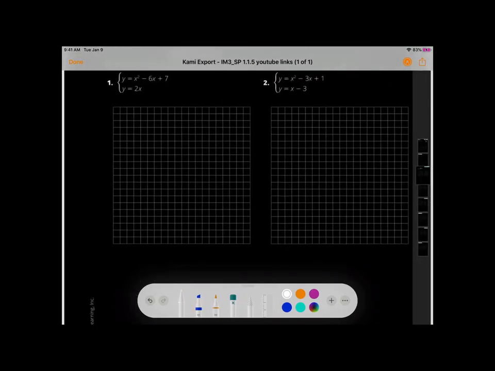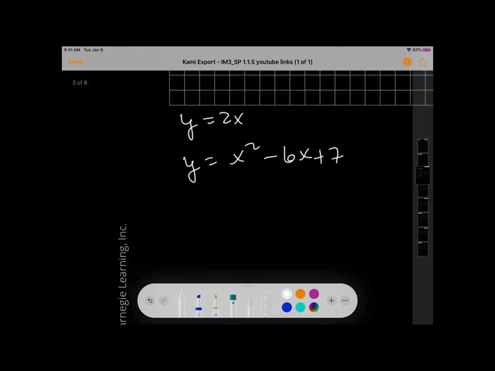I'm going to write it in reverse order: y equals 2x and y equals x squared minus 6x plus 7. Okay, so what I'm going to do is use my highlighter. If you have a highlighter, it's super helpful. Every time we see y, we're going to write 2x. So instead of writing y, we're going to write 2x, and everything else is the same.